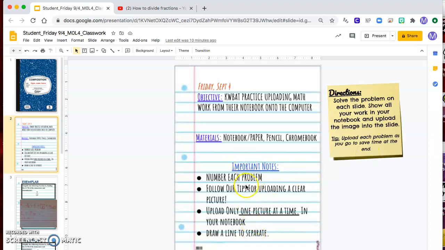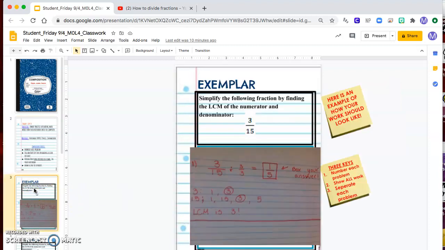So here are just notes to number each problem. Follow our tips for uploading a clear picture. Upload only one picture at a time. This one again is to save time for you. And then draw a line to separate between the problems, okay? So slide 3. Exemplar means this is an example of what your slides should look like.